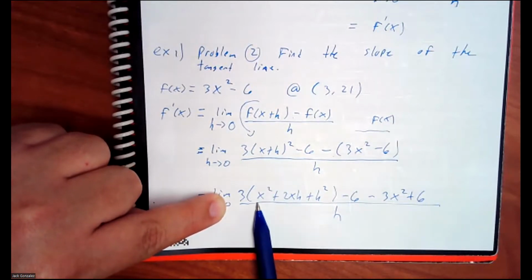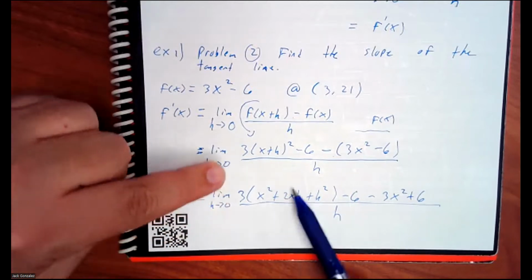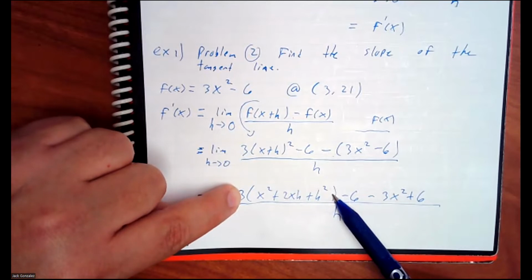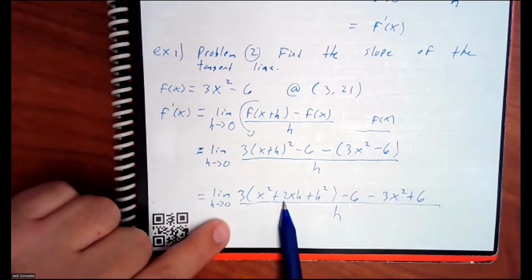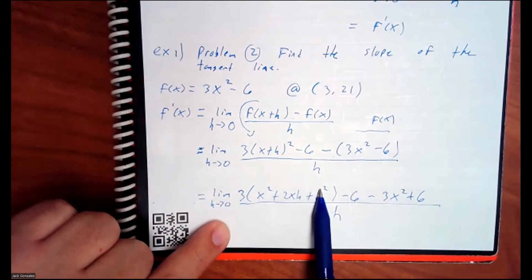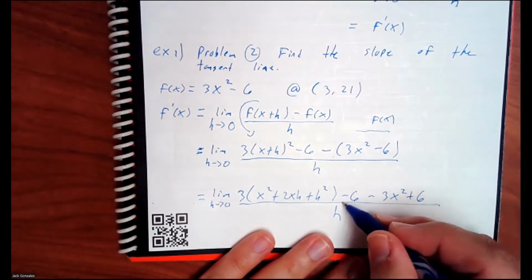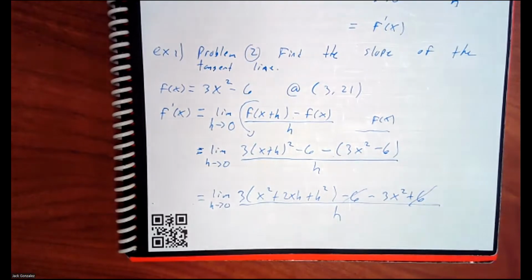Multiplying this twice gives you these 3 terms. I skipped the multiplication step here. When you do the FOIL, you're going to get that. And now we have to distribute the 3.